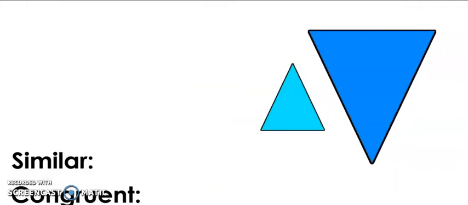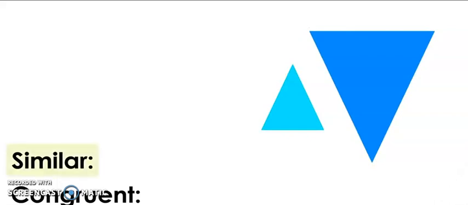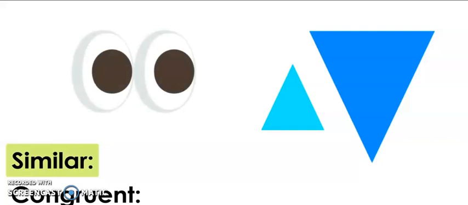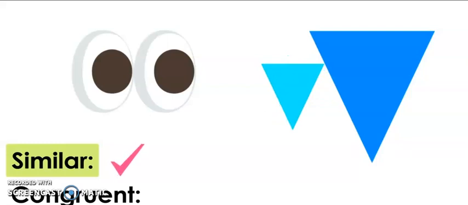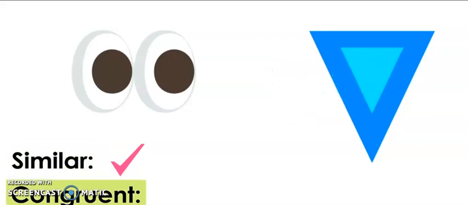So let's quickly check out a few more examples. Look at the two figures shown here. In terms of them being similar, we can see that they are the same shape and that they are proportional to each other. So we know that these two figures are similar. However, it is very easy to see that they are not the same size, so we can also conclude that they are not congruent.